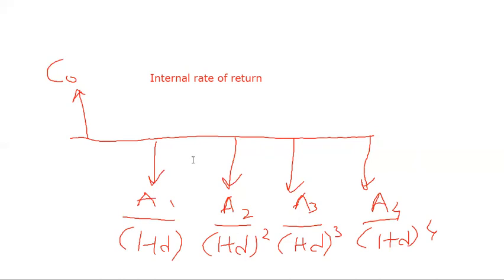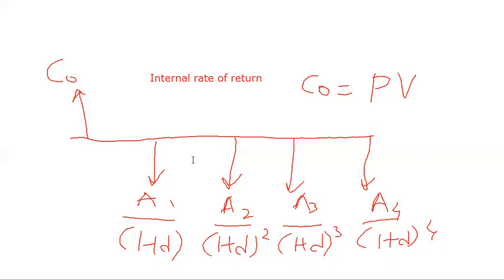So from this chart, it becomes clear that your money would be recovered when the present value of A1, A2, A3 and A4 is equal to the initial investment. So when the initial investment becomes equal to the present value of the savings, then the investment is viable.